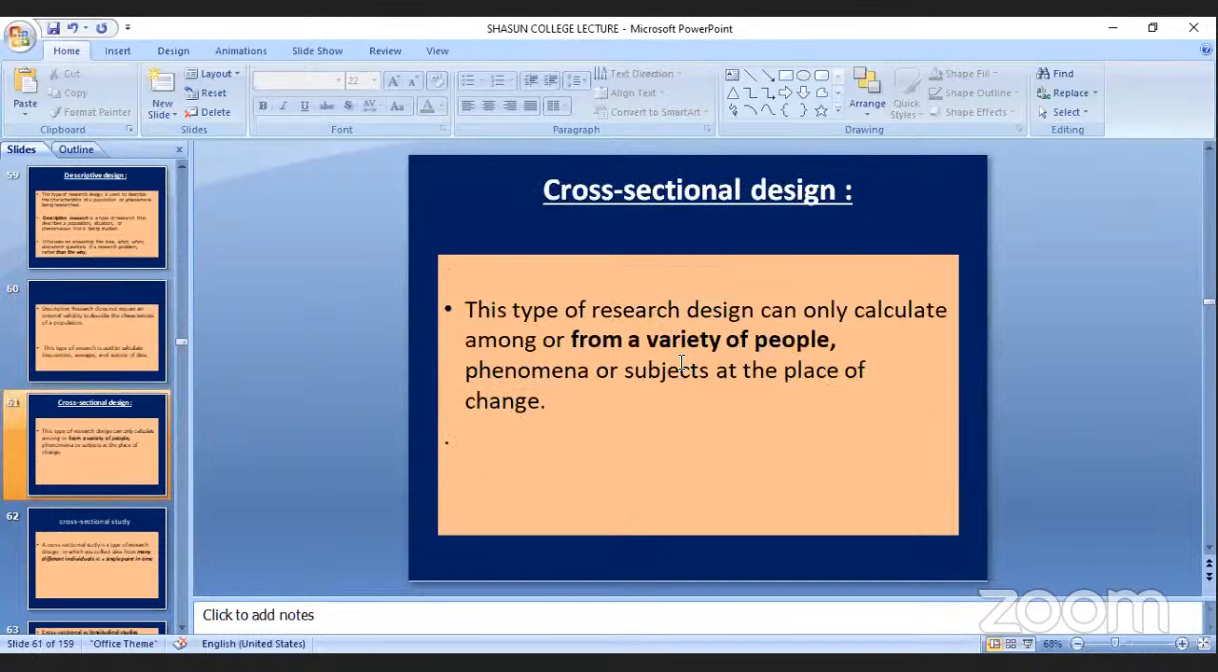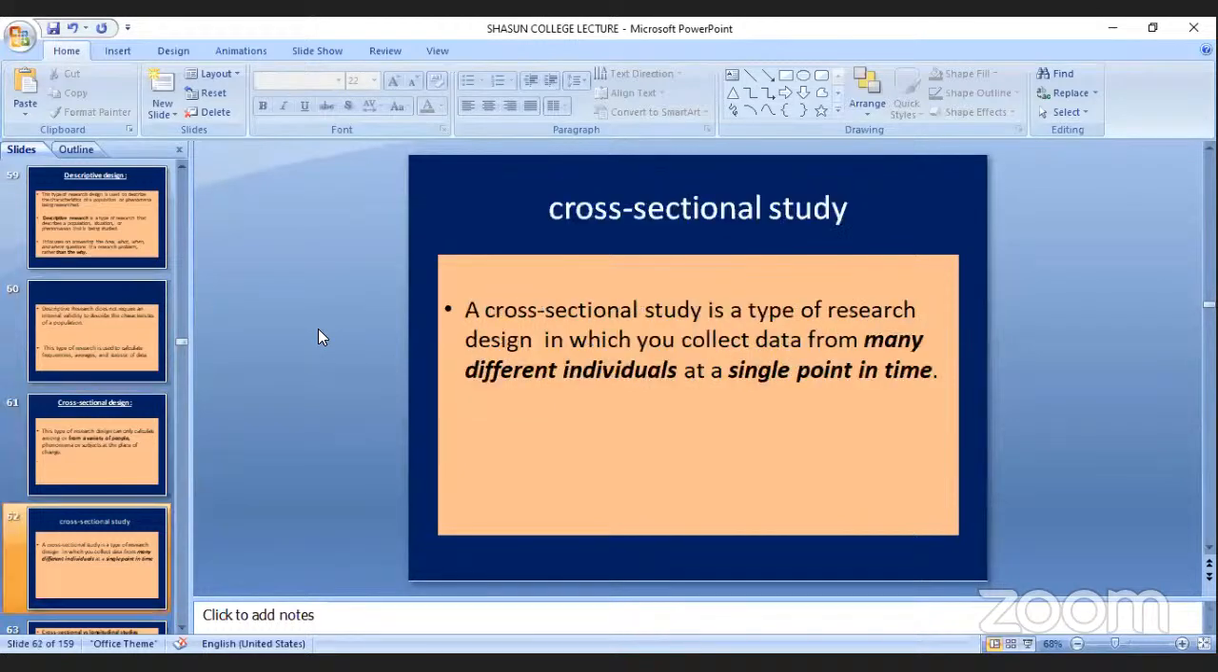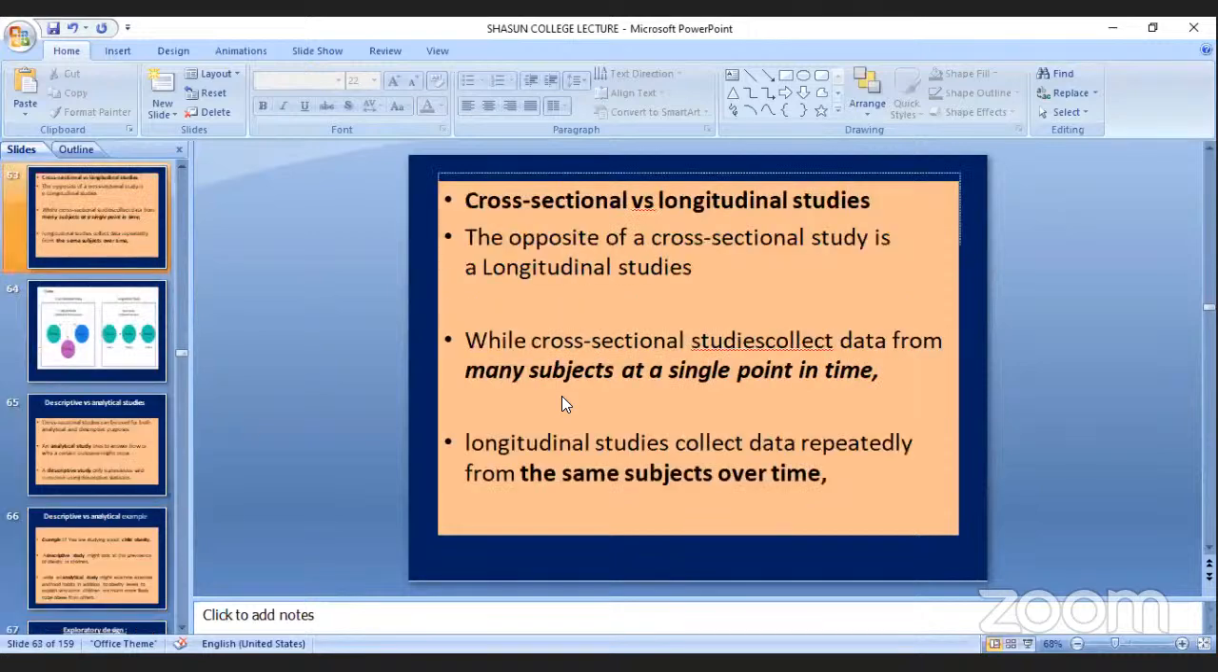Cross-sectional design is when you take a variety of people. You don't take the same group; the same group is cohort research. You take a variety of people here. That is called cross-sectional data. Cross-sectional means many individuals are taken at a single point in time. So that is what is called cross-sectional data.